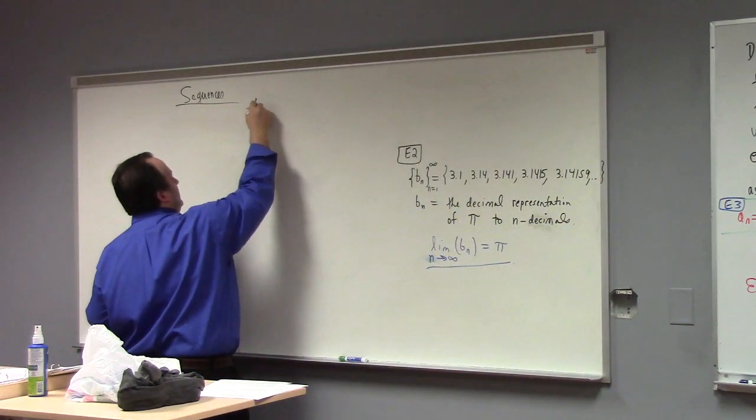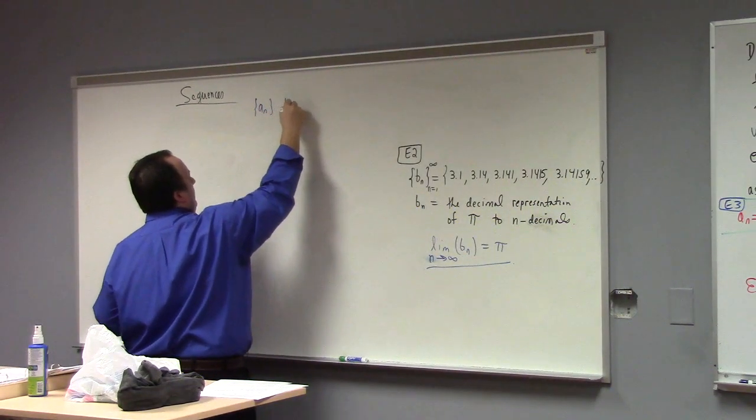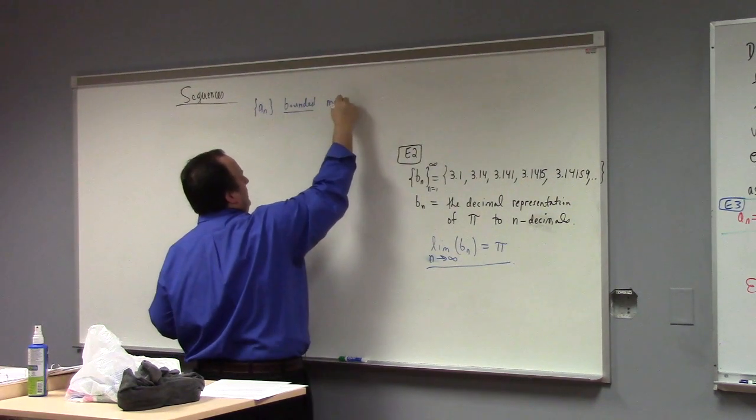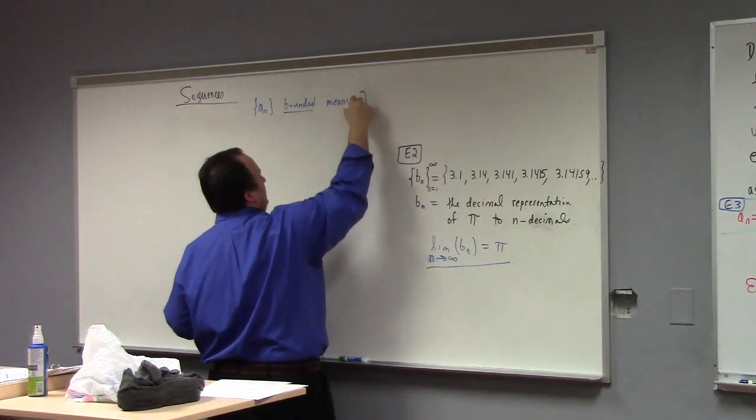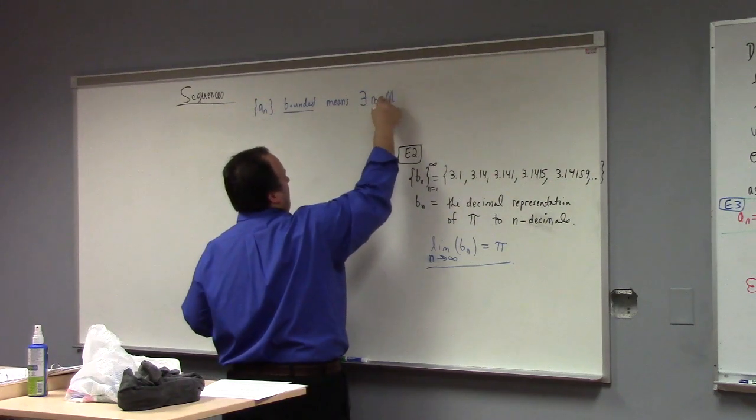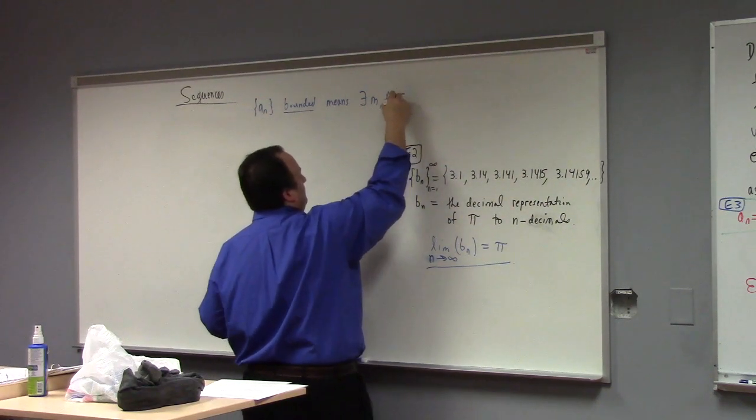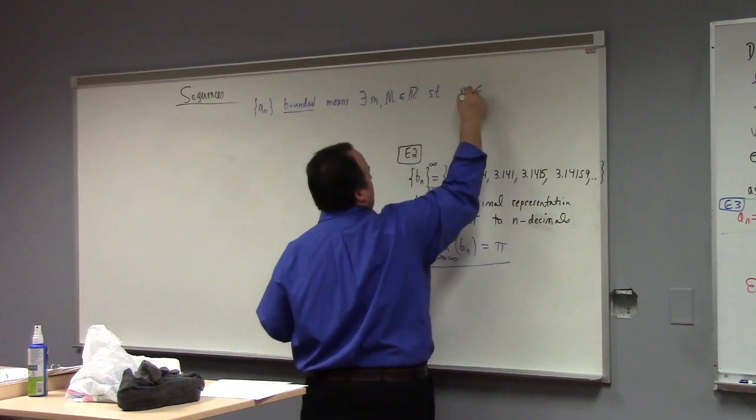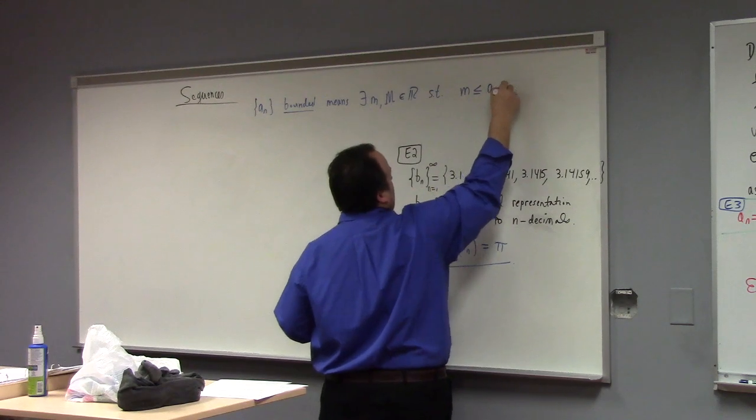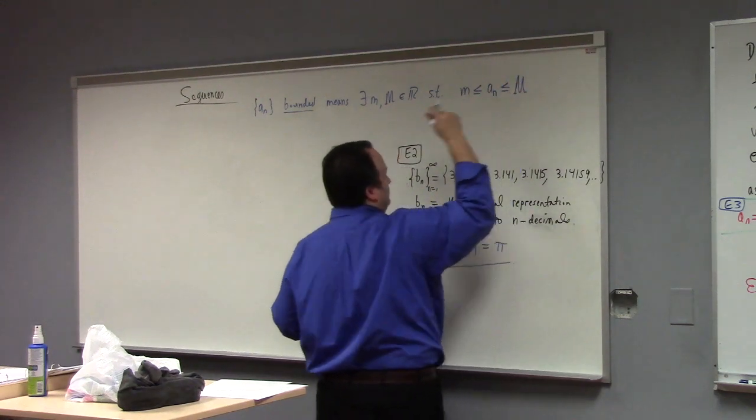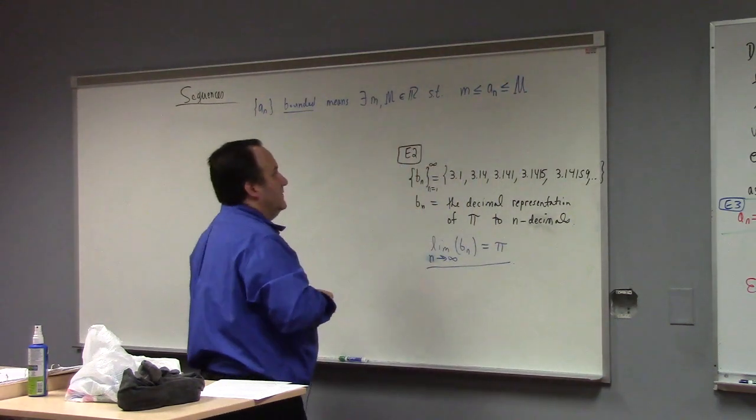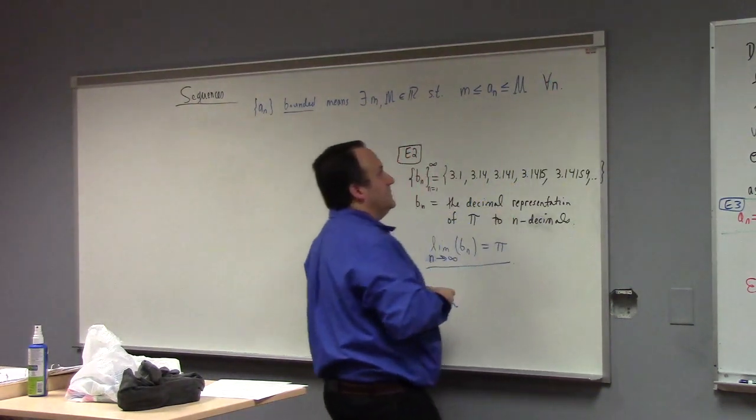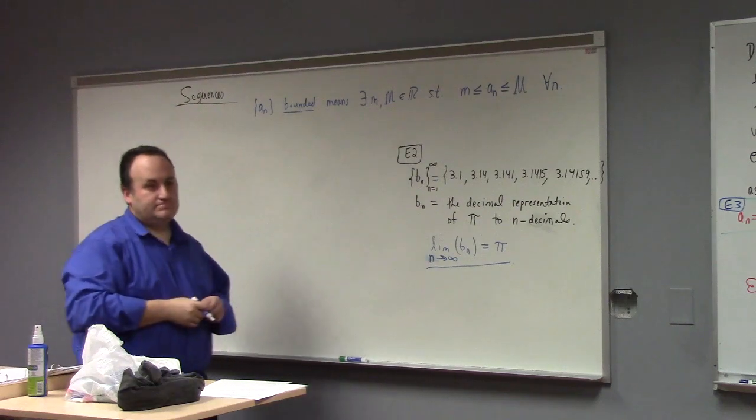So A sub n bounded means there exist little m and big M real numbers such that little m is less than or equal to A sub n is less than or equal to big M. All right? For all n in the domain of the sequence.